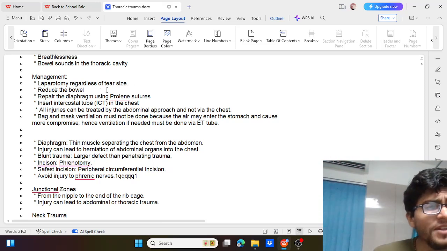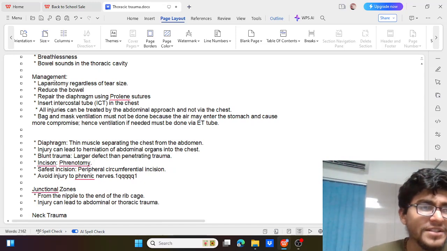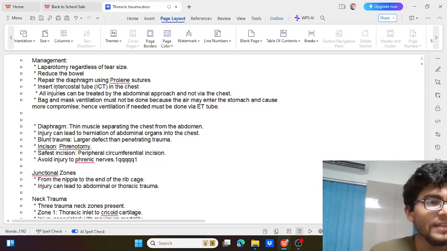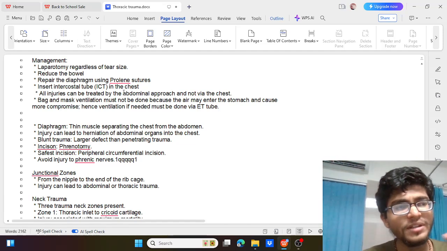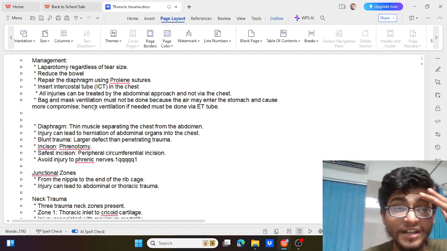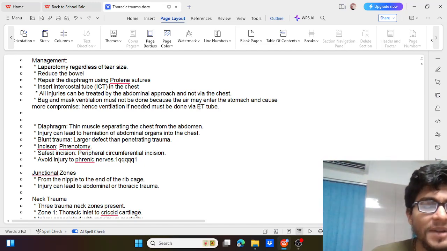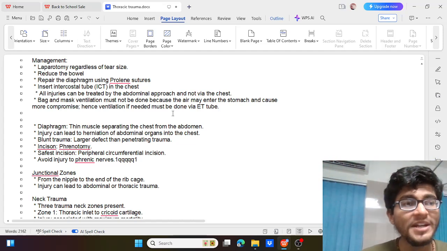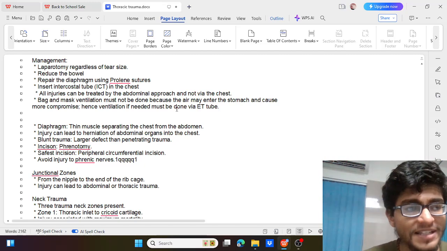It is managed by abdominal surgery, that is laparotomy, regardless of the tear size. So it has to be repaired. Whatever be the tear size, it has to be repaired. Okay. Then we reduce the bowel, take it down in the abdomen, then repair the diaphragm with Prolene sutures. Insert an intercostal tube in the chest to drain if any content accumulates there. And you have to always note that we only go for the abdominal approach and not the chest. Then bag and mask ventilation should not be done because air may enter the stomach and cause more compromise. So ventilation, if needed, must be done by ET tube. It should not be done by bag mask ventilation because it can further compromise the patient.